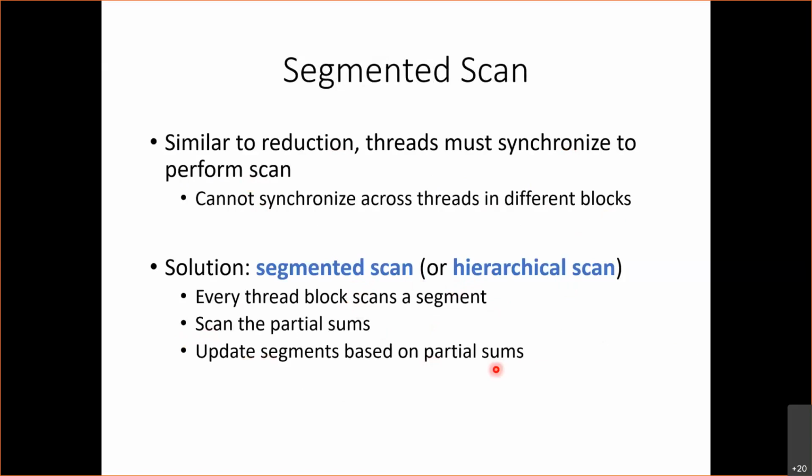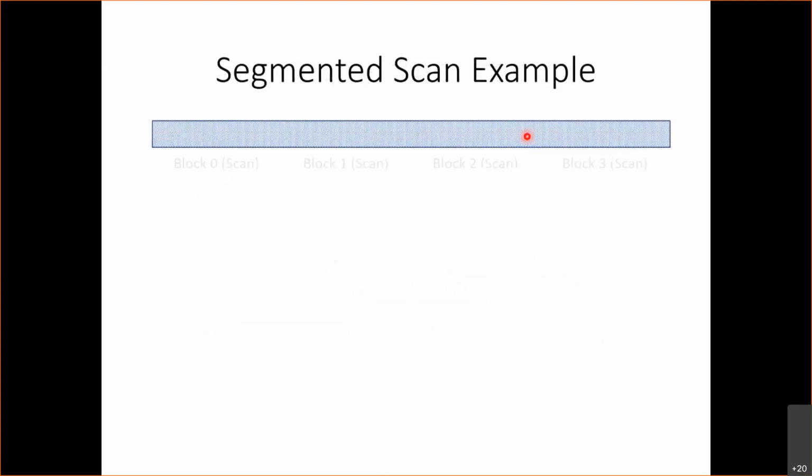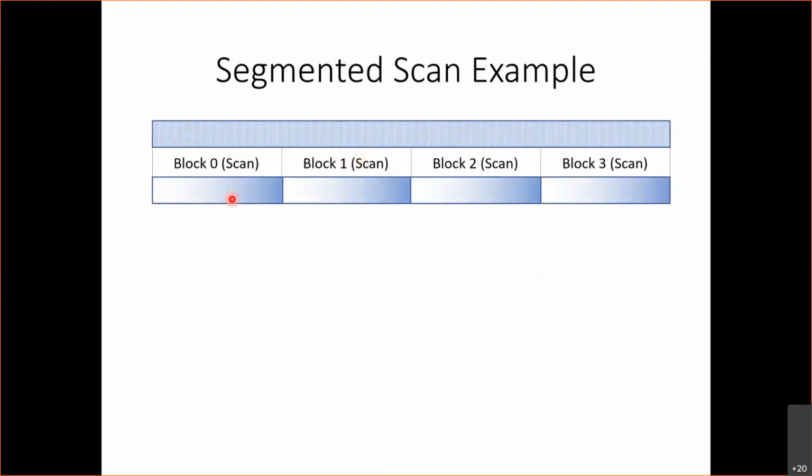So this is what it looks like. If we have some input, every block is going to take a segment of this input, and perform a scan on this segment. So every block has a scanned version of its part of the array. And then every block is going to store a partial sum, which is going to be the sum of all the elements in its segment, into some array. And then what we will do is we will scan these partial sums. Here, each value corresponds to the sum of a block.